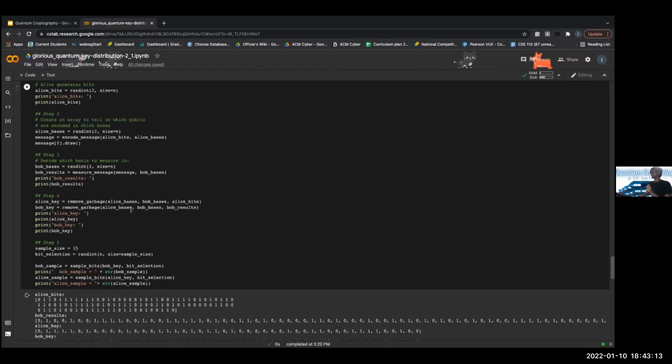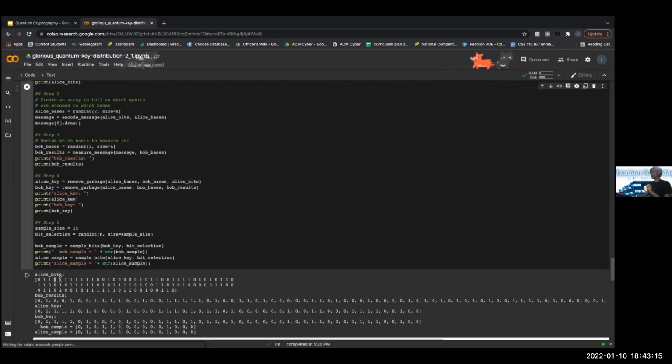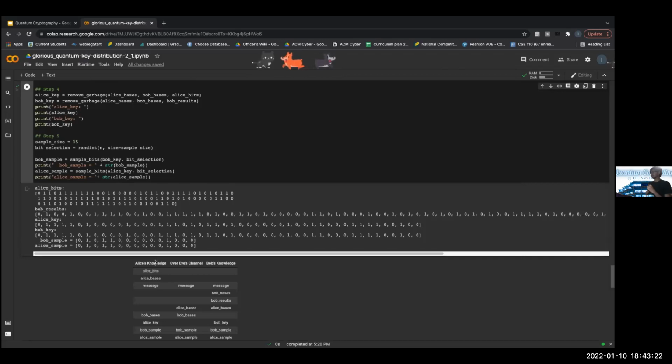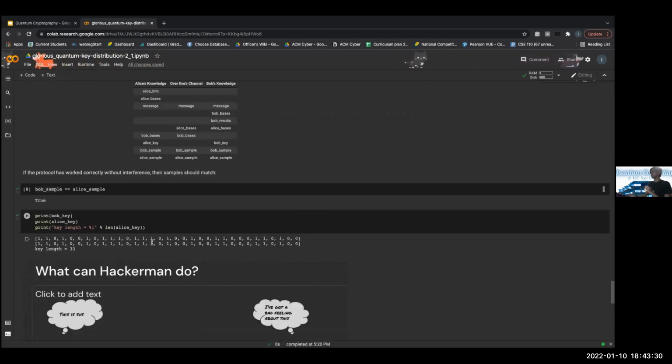They sent across, so Alice sent across her bits, and then Bob, upon receiving it, is now able to find their common digits. And so now they have the same key.